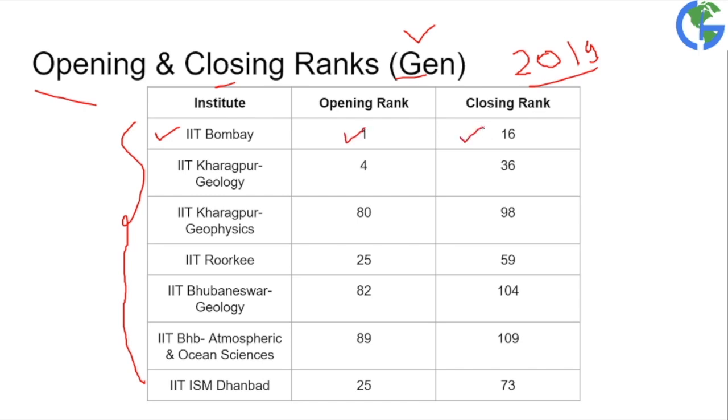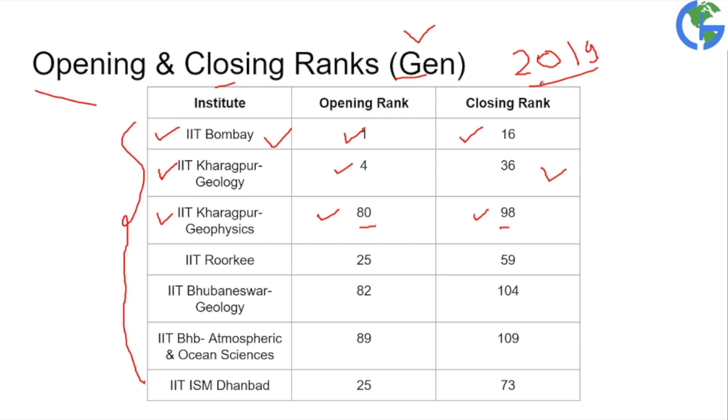So it has been a trend that toppers prefer IIT Bombay, right? Applied geology. So that's fine, its opening rank is 1 and closing is 16. And not only IIT Bombay, toppers also prefer IIT Kharagpur geology, which opens at about 4 general rank and closes at about 36. Then, as I mentioned, IIT Kharagpur is offering geophysics as well from the same examination, but the opening and closing ranks are much lower than that of geology. It opens at around 80 and closes at around 98, right?